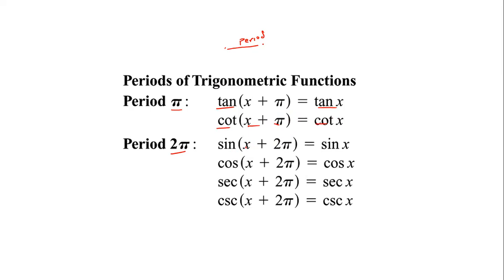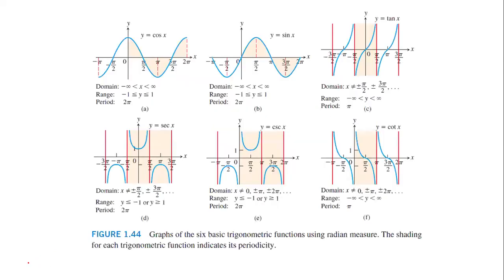However, for the sine and cosine, the period is not pi, the period is 2 pi. That's why the repetition will take place after 2 pi. And we will make sure that we will use the graph to prove that. So let's take a look at the graphs.